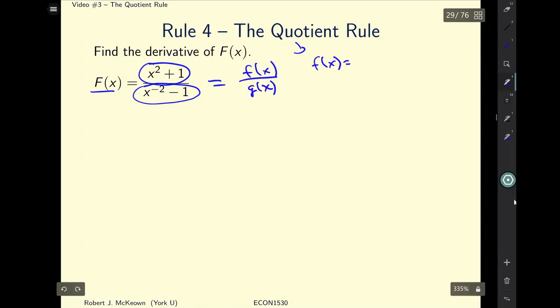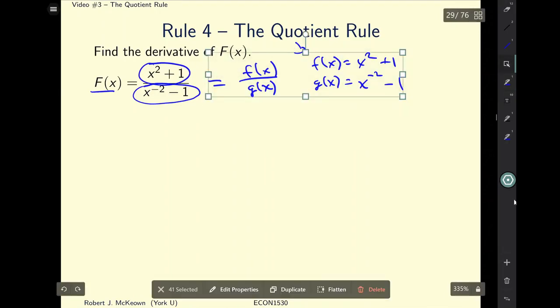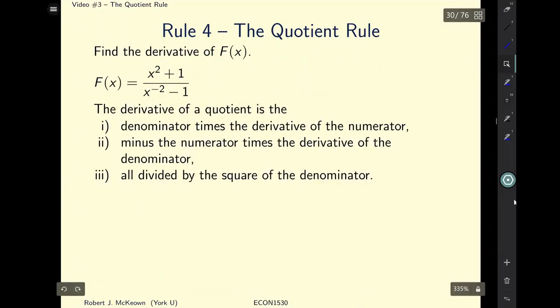where f of x is equal to x squared plus 1, and g of x is equal to x to the power of negative 2 minus 1. And how are we going to figure this one out? Well, we're going to have to use this quotient rule, and there's a couple more steps than the product rule. So we've got a little recipe in English here.